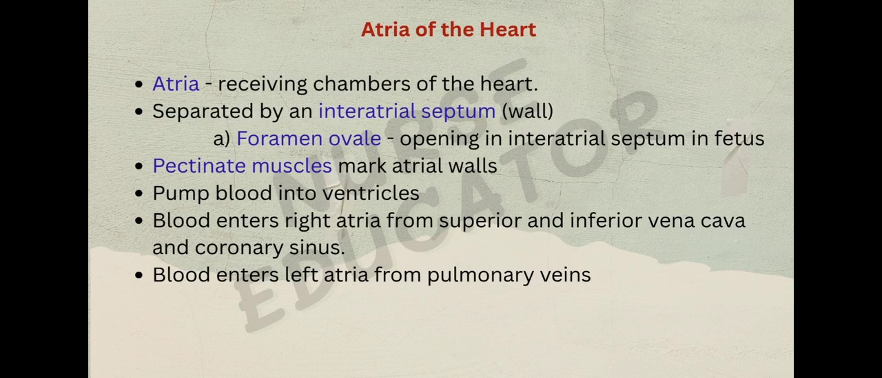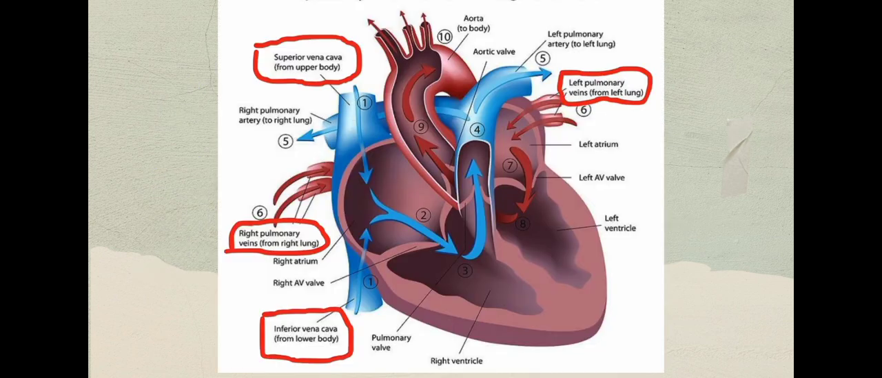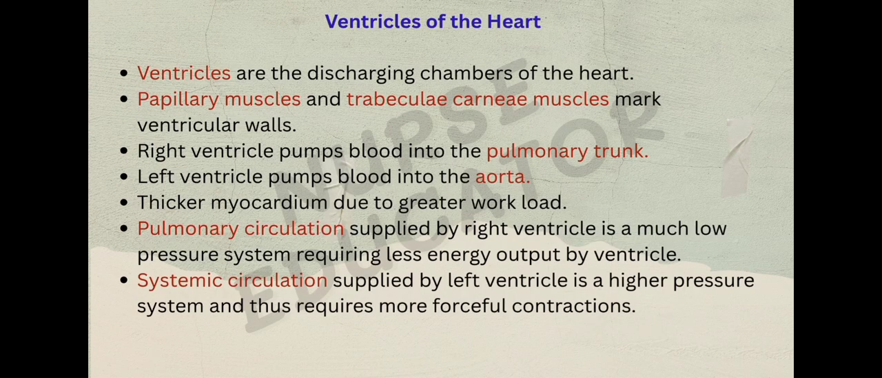How are the atria receiving the blood? The right atrium receives blood from the superior and inferior vena cava and the coronary sinus. Through the coronary sinus, the heart itself drains its deoxygenated blood into the right atrium. The left atrium receives blood from the pulmonary veins. From the pulmonary veins the oxygenated blood is received into the left atrium. You can see in the picture the superior and inferior vena cava and coronary sinus draining the blood into the right atrium, and the left and right pulmonary veins draining the blood into the left atrium.